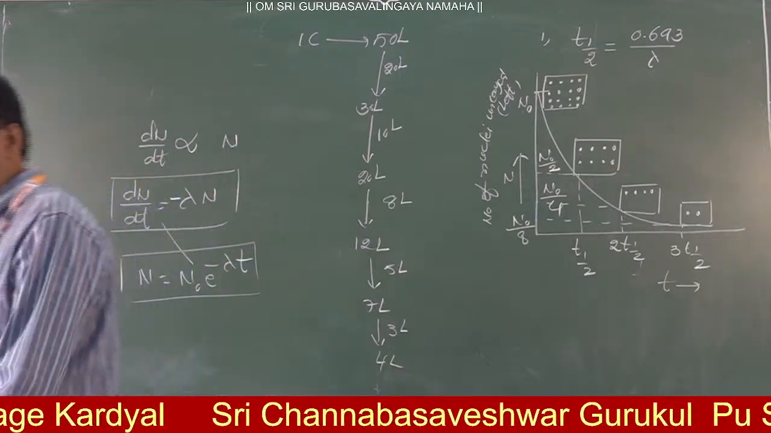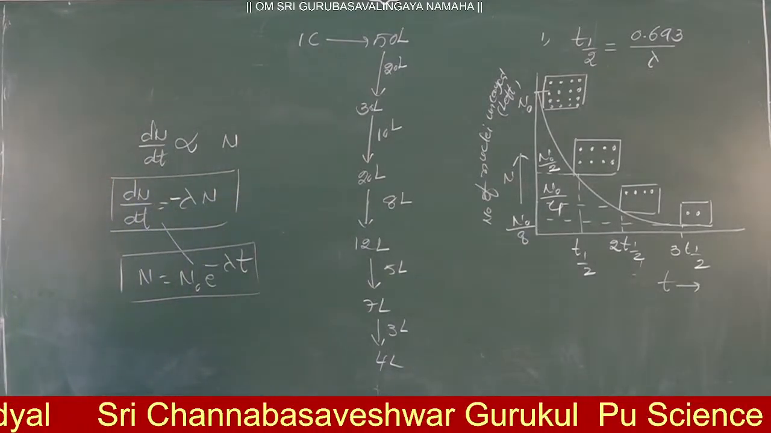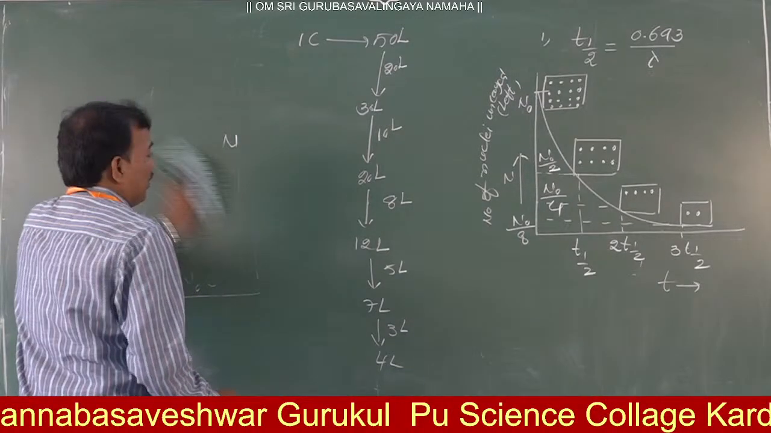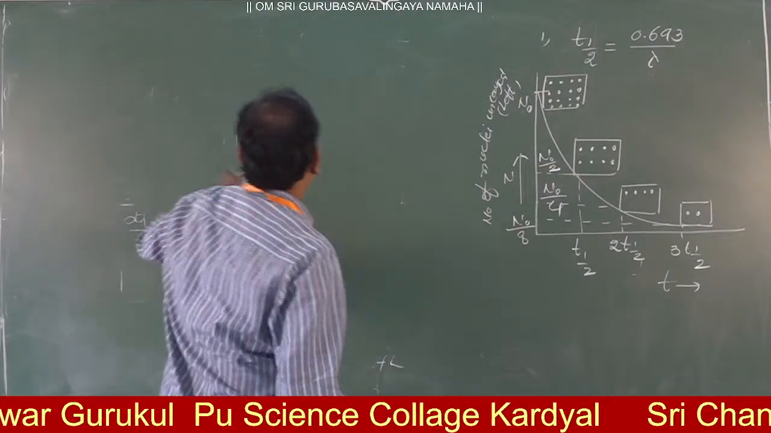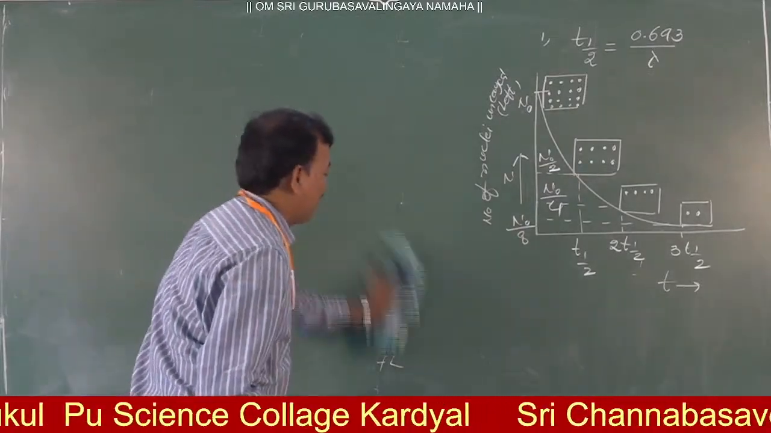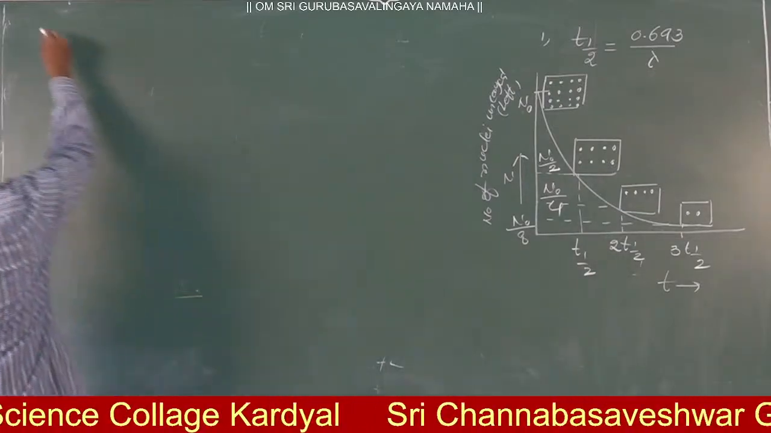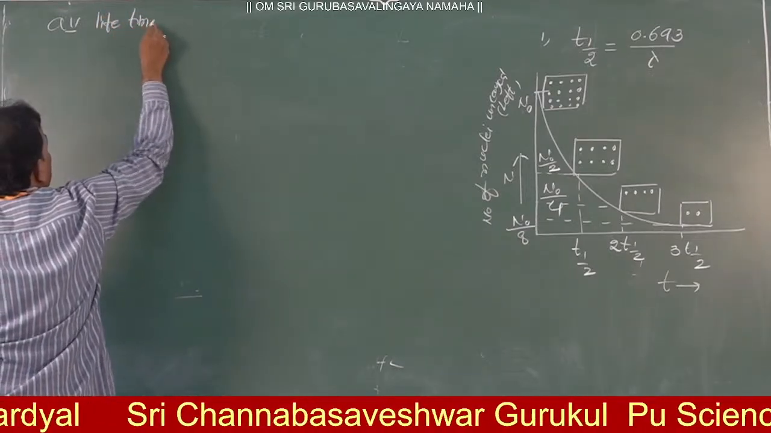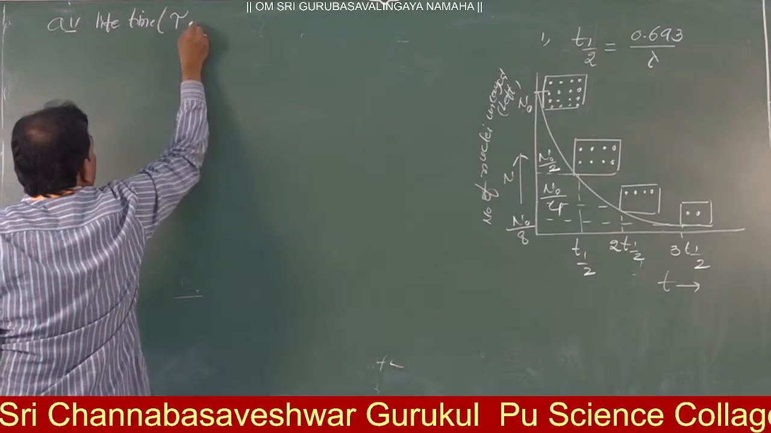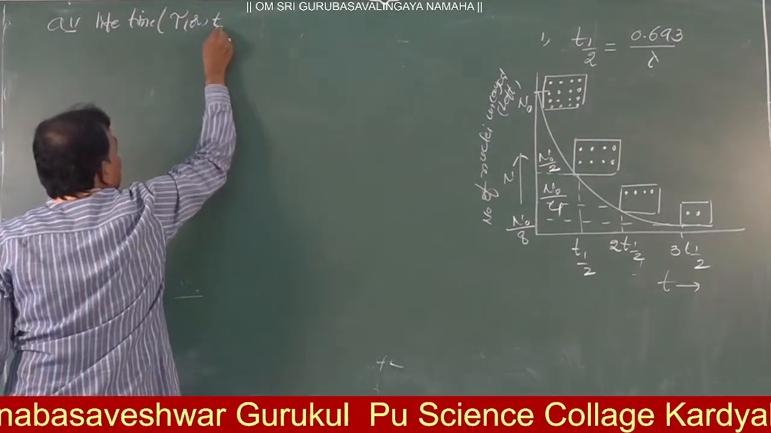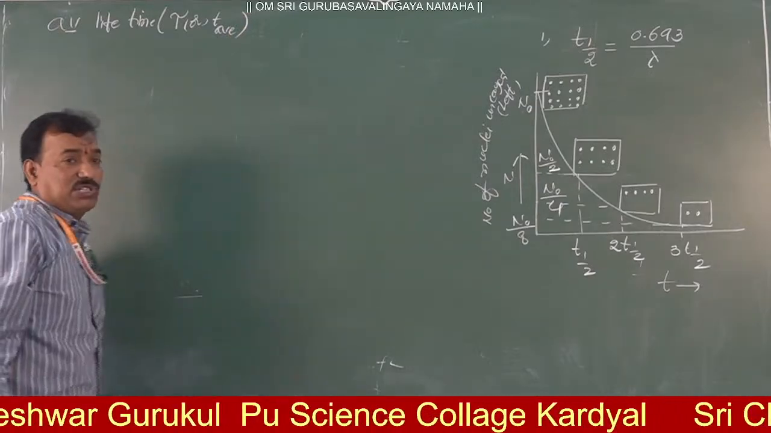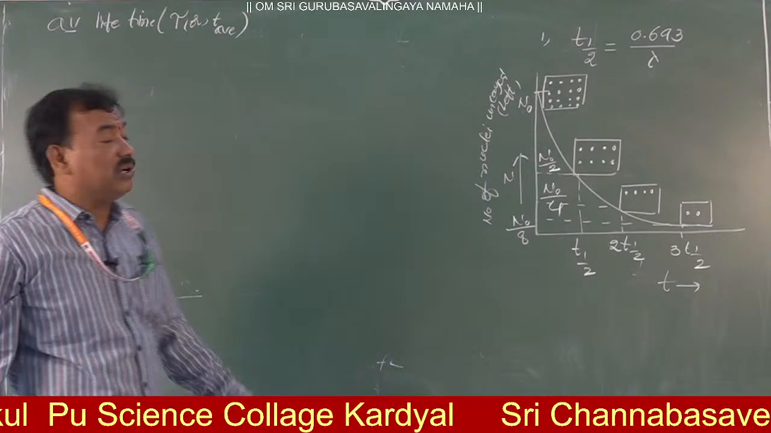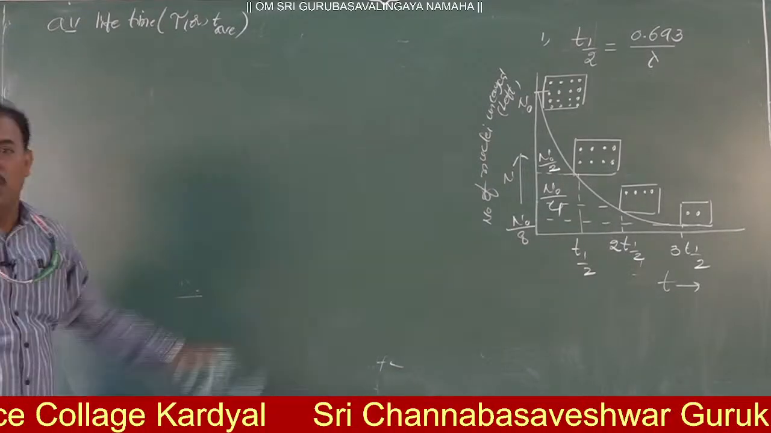Now next after this one, again average lifetime. Continuation, average lifetime. The actual symbol is tau, but again I am using T average. The half life symbol is T½. Average lifetime is T_AV or T_AVE. So this also is completed.